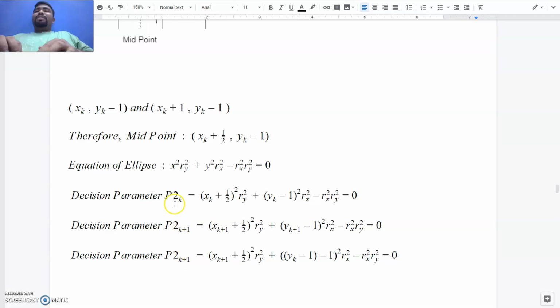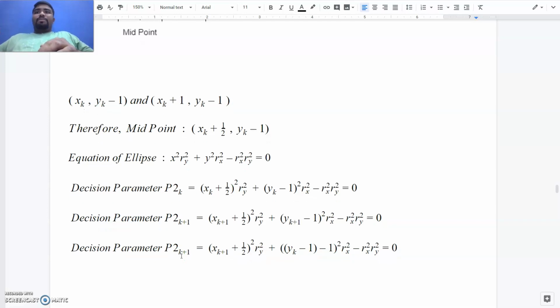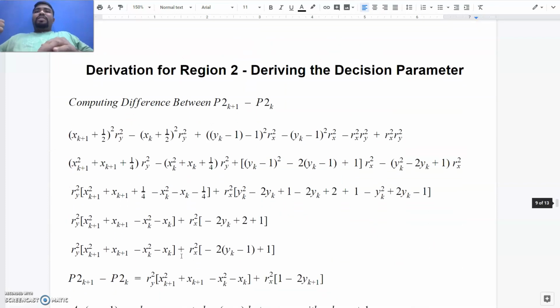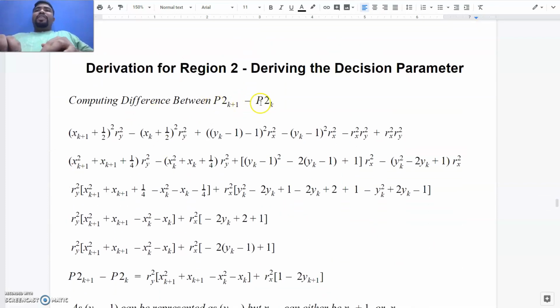Now we need to have a relation between them. So we will subtract this so that there's a relation between two decision parameters, and the next decision parameter is dependent on the prior one. So let's see how it works out. So we are computing the difference over here. So we have written this is p2k, the x parts together, the y parts together, and the constant parts together. So you can see the constants will get eliminated because they have just opposite signs. The rest is the same.